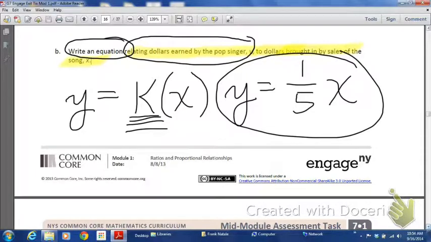Let's see how we did there. Again, that was also an average of 2 out of 4. I see I had 2 students who got 4s on this one.